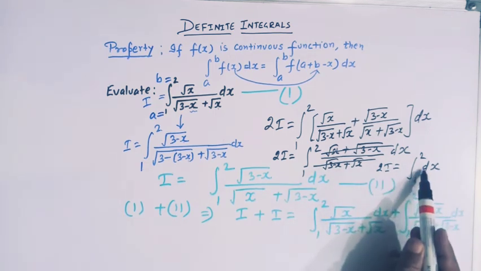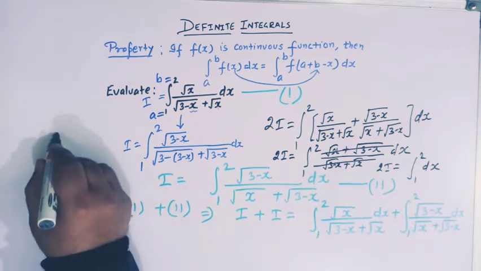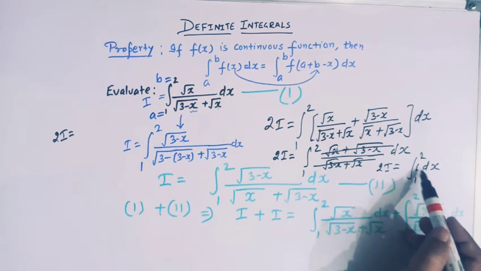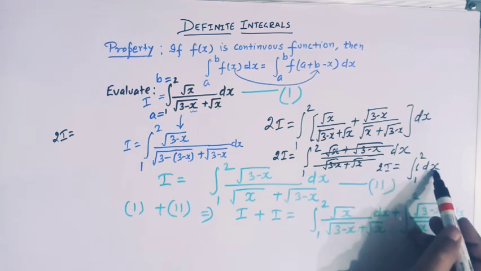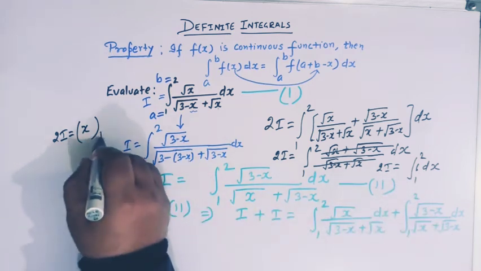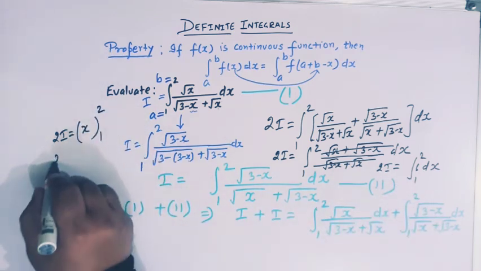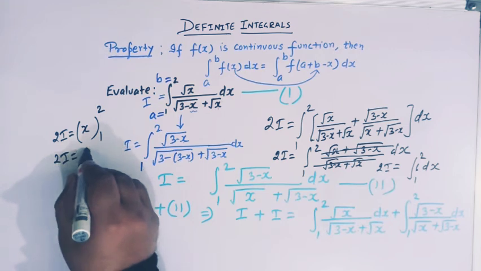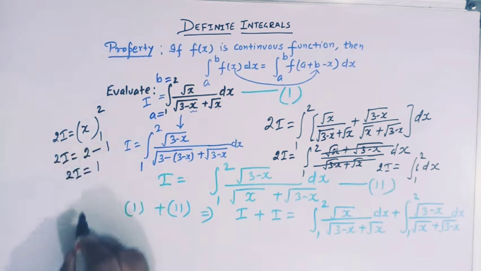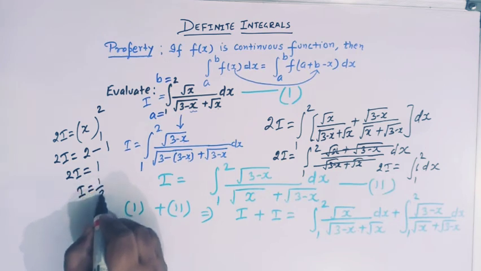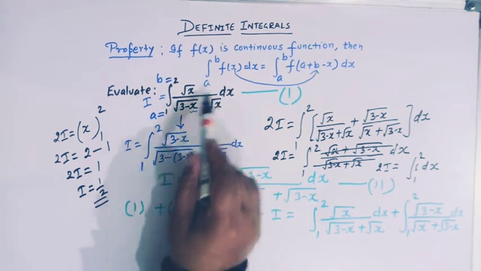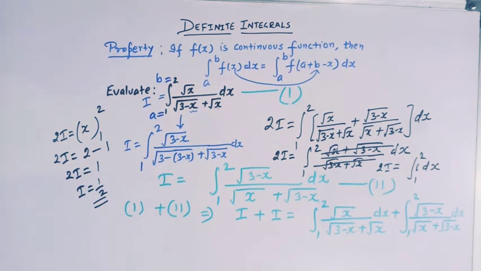this can easily be evaluated, so we can write 2I, and the integral of 1 dx is simply x, and the limits are from 1 to 2. So we have 2I equal to 2 minus 1, and 2I is equal to 1, so I is equal to half, right? So the value of this integral is half.